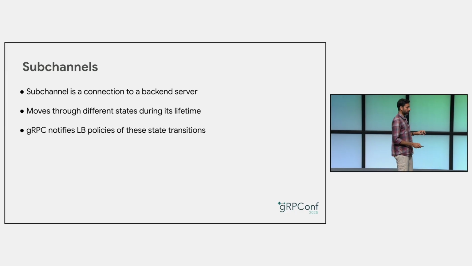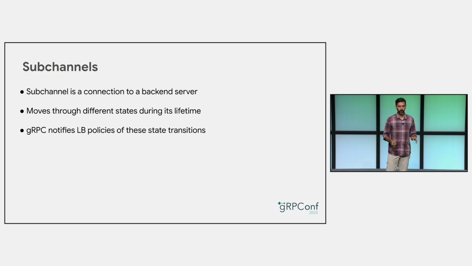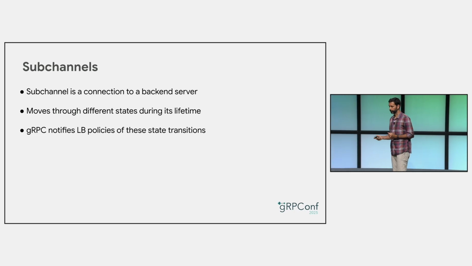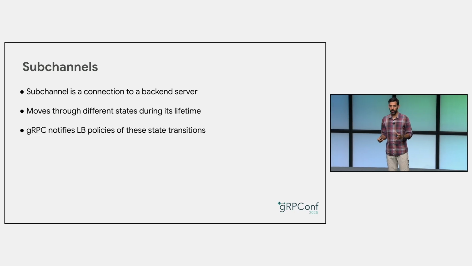Before we actually go and look at the LB policy API, let's look at subchannels in a little bit more detail. As mentioned earlier, a subchannel is a potential or established connection to a particular backend address. The implementation for a subchannel is provided by the gRPC client. But it's up to the LB policy to decide when it wants to create a subchannel and how it wants to manage the lifecycle of that subchannel. During its lifetime, a subchannel goes through different connectivity states, and these state transitions are communicated to the LB policy by the gRPC channel.